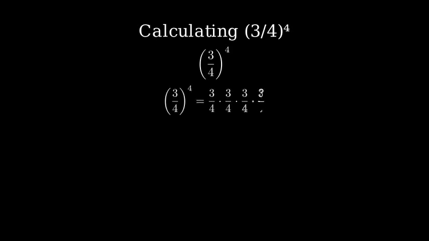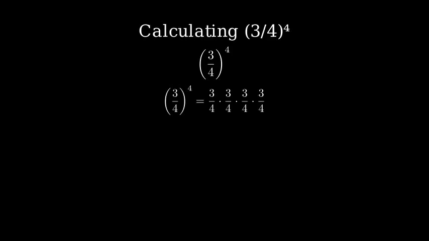Let's solve this step by step. What is 3/4 raised to the fourth power? In other words, we need to calculate 3/4 multiplied by itself 4 times. Let's first write this out as repeated multiplication. 3/4 times 3/4 times 3/4 times 3/4.